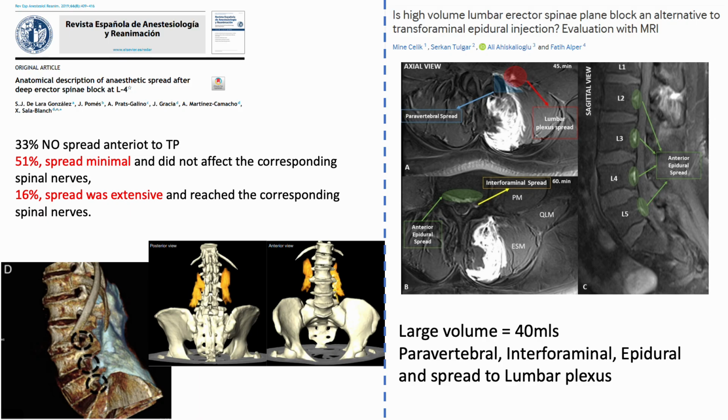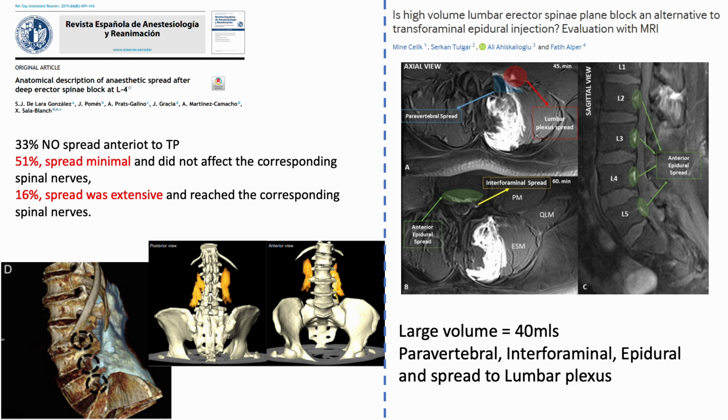Radiologic studies of lumbar ESP block also produced conflicting results. In the study by Gonzalez et al., where cadavers were subjected to CT scans after a contrast injection in the L4 ESP plane, it showed that in 33% there was no spread anterior to the transverse process. In 51% of the cadavers, spread was minimal and did not affect the corresponding spinal nerves. Only in 16% was the spread extensive and reaching the corresponding spinal nerves.